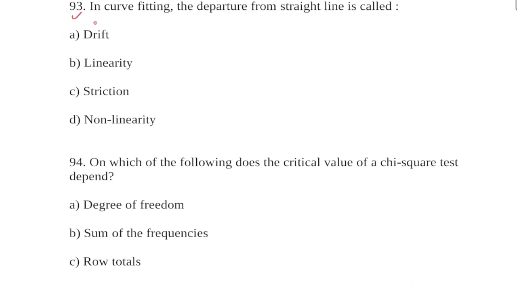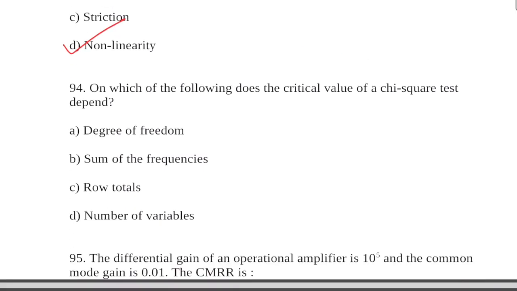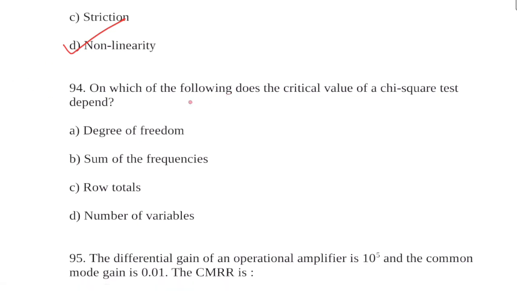Next, 93. In forfeiting, the deviation from straight line is called non-linearity. So your correct option is option D. On which of the following does the critical value of a chi-square test depend? That is your degree of freedom. There is one more factor, the level of significance. On that also the critical value of chi-square test depends.